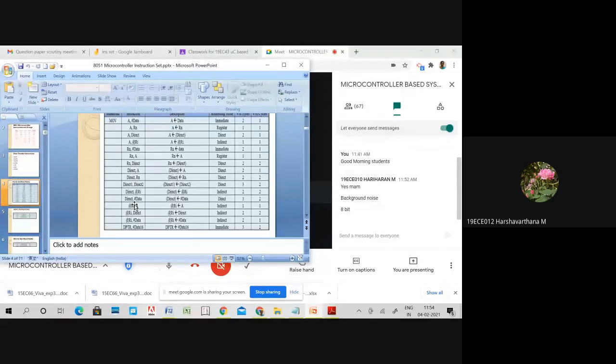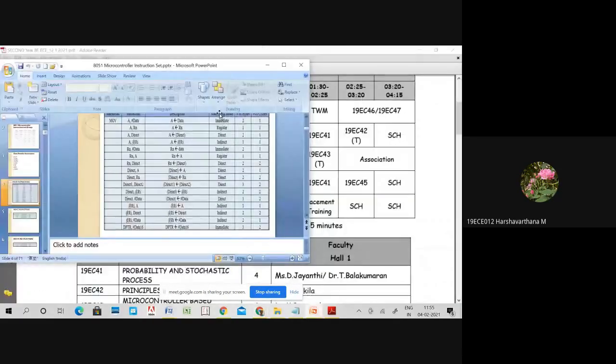When the direct address is given to pointer Ri, ma'am. Okay, so your pointer is R0 or R1. The accumulator is transferred into @Ri. Addressing mode, indirect addressing mode, 1 byte of instruction, 1 machine cycle required. Okay, can you give one example for this instruction? MOV @Ri comma A. Ma'am, MOV @R0, comma A, ma'am.